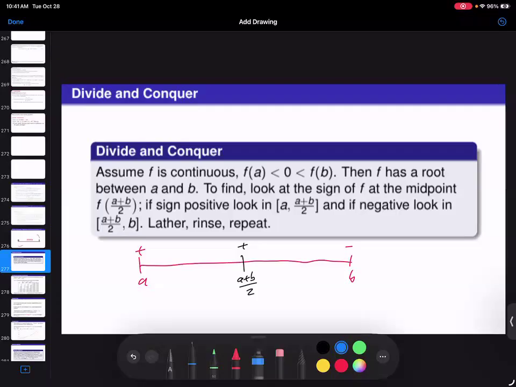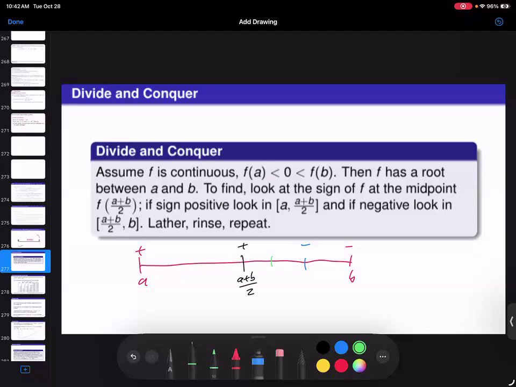So then we look in the middle here. There must be a root. Let's say it's negative over here. Then we would look over here. And so every time we do this, we cut things in half. Okay? And so we're going to get smaller and smaller intervals in which the root lives.